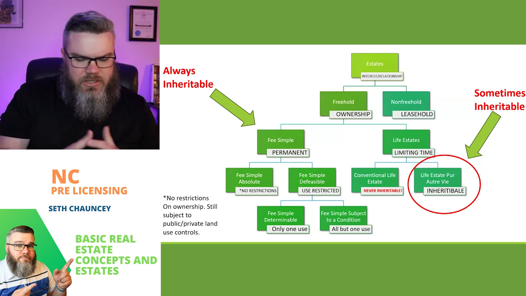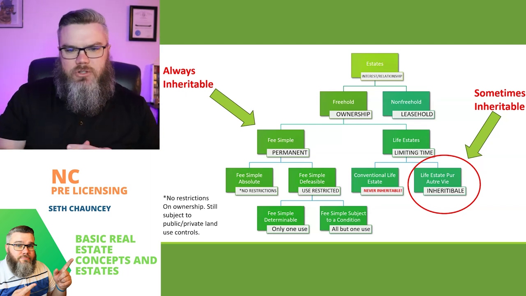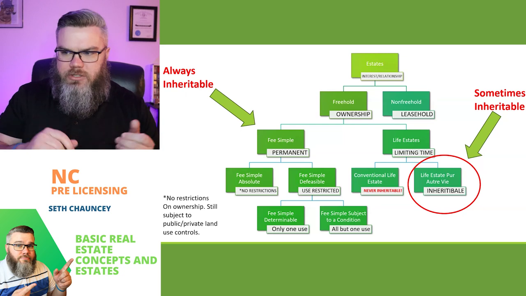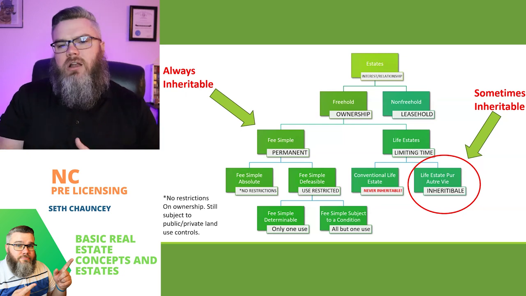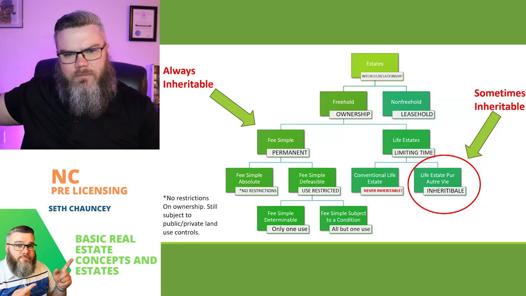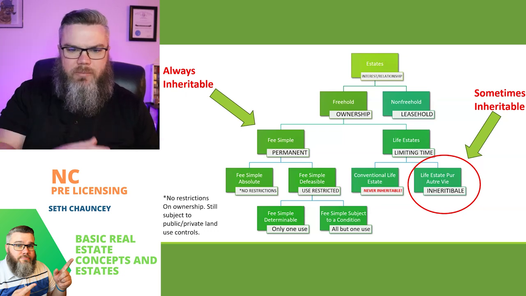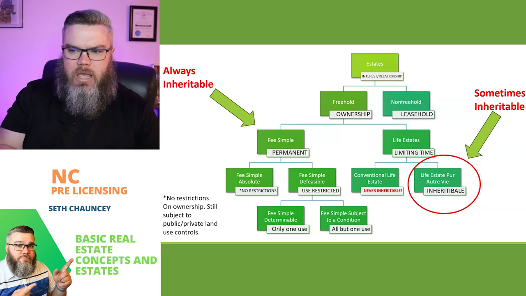So I told you estates is just what level of ownership, interest, relationship that you have with a piece of property. And so we can break that into two broad categories, these freehold versus non-freehold. Now notice how I don't have anything coming off the non-freehold, also called leasehold. We'll talk about that later. I want to focus on the freehold now. Freehold is ownership. I own it. Okay? I own it.